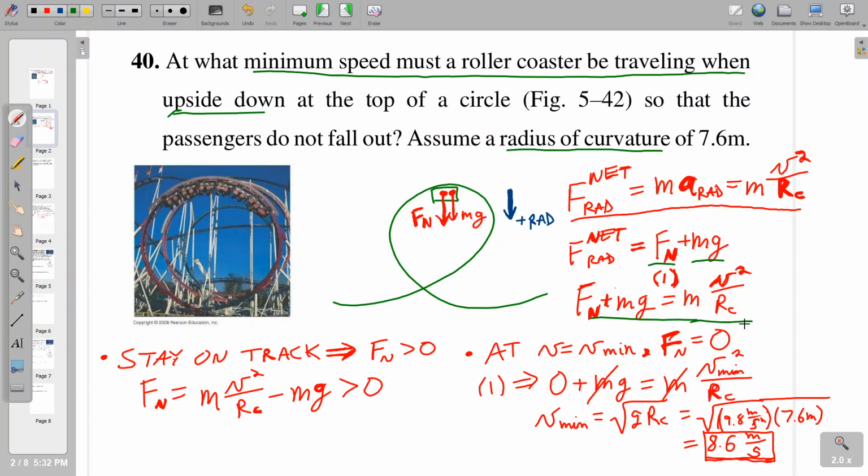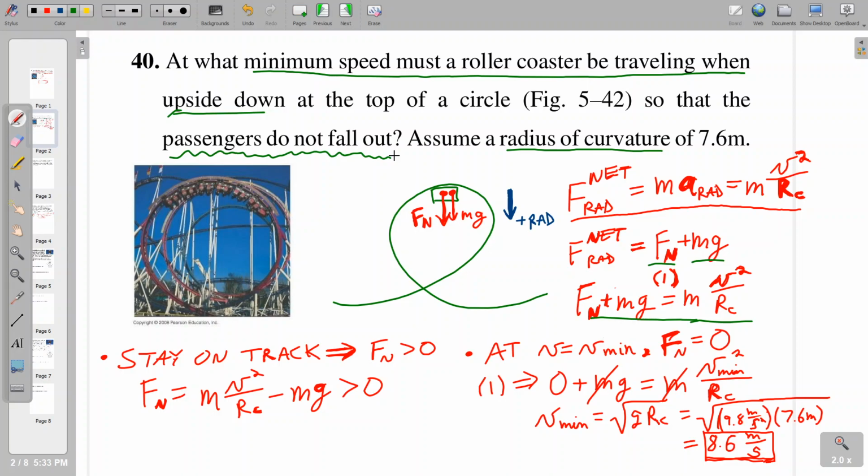And the condition that we're given is that the passengers do not fall out. What does that fundamentally mean? For the passengers not to fall out, it means that they're pressed against their seats. In order for them to be pressed against their seats, that means that the roller coaster car must be pressed against the track.